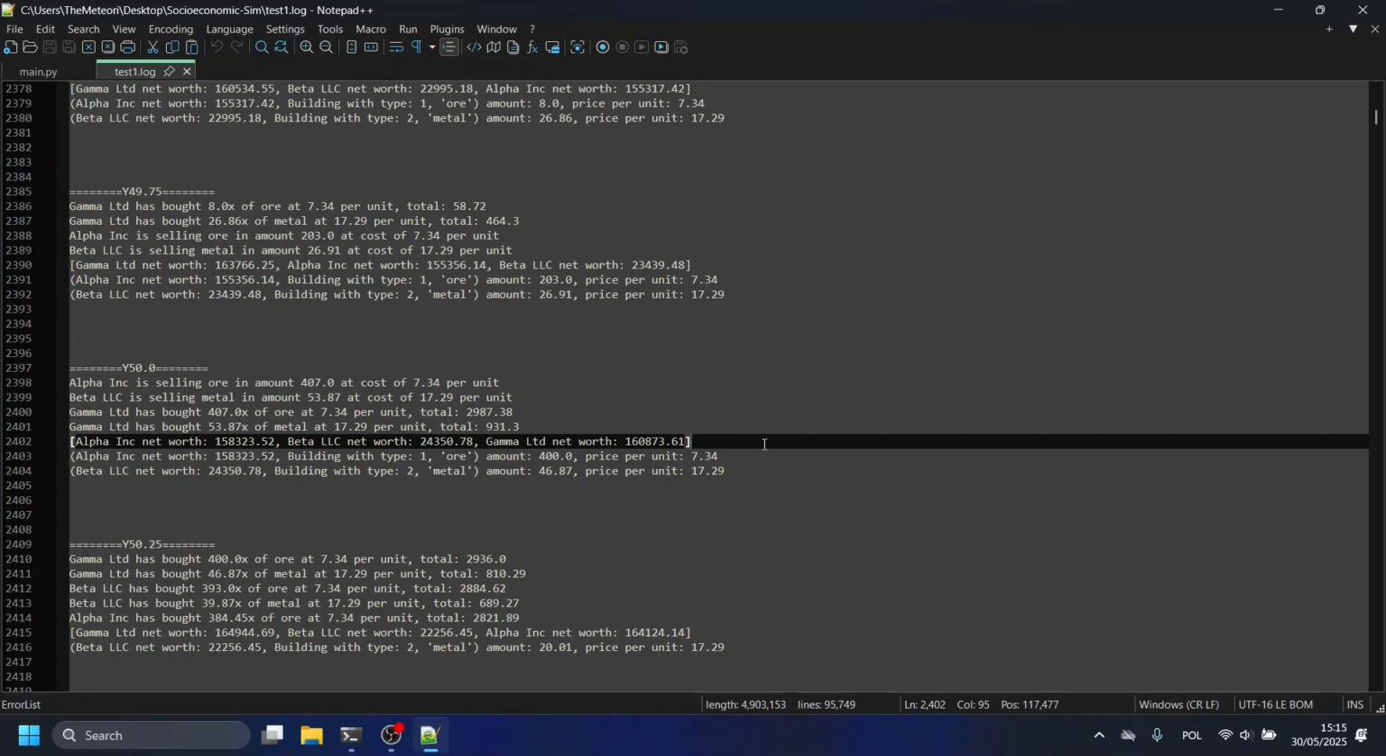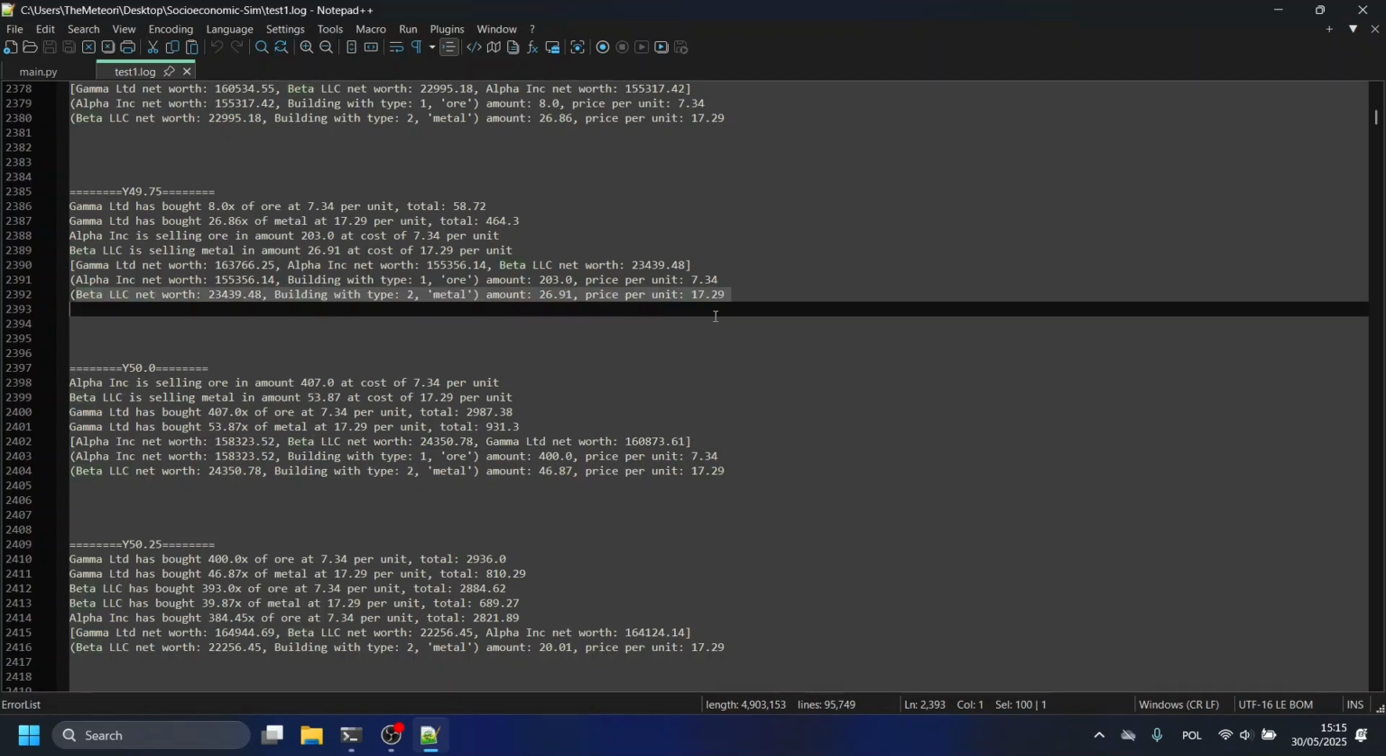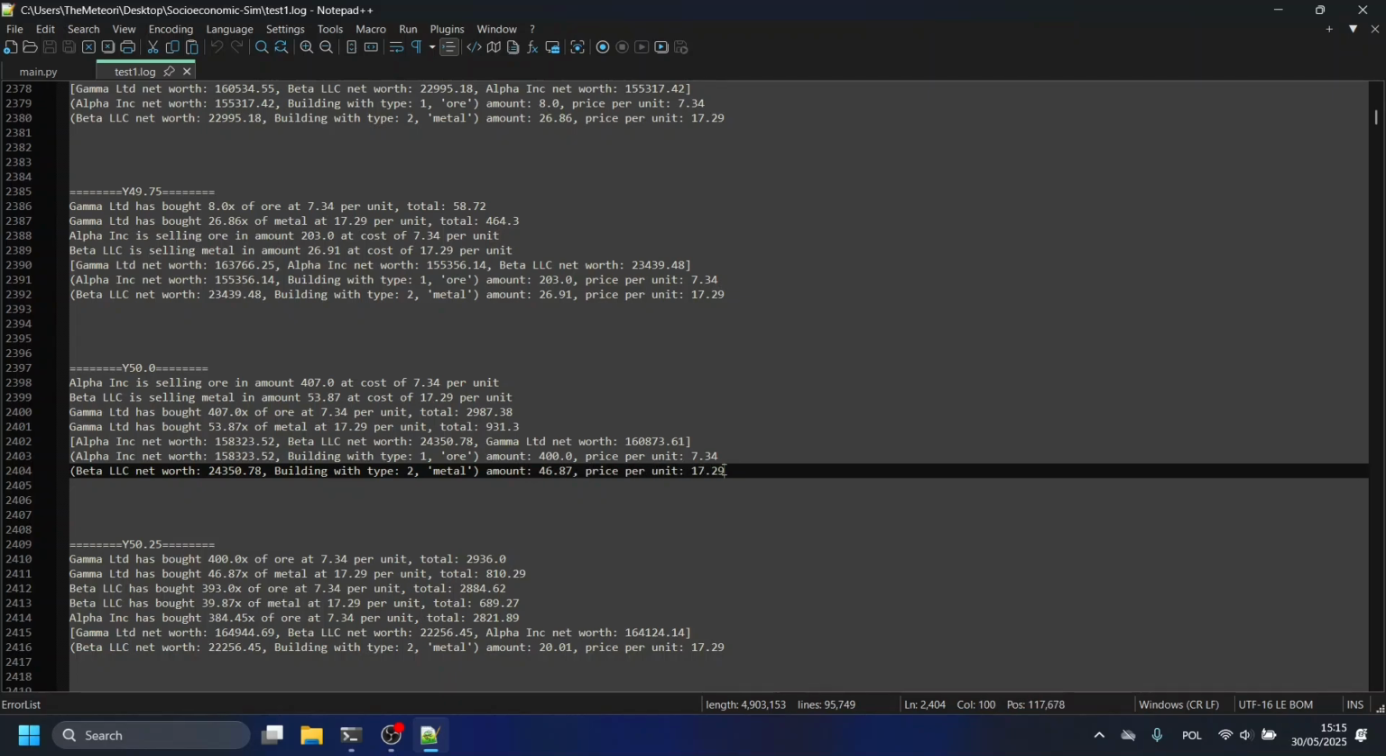So it's clear that Gamma and Alpha are the leaders in the market, and they're the ones really keeping the average net worth in the graph really high, and Beta is really keeping it low. It's earning, however, it's not earning as much as it should, or as much as it could. We can also see that here, where the market is printed, the price per unit of metal, which is processed ore, is about 10 units more than the cost of ore. However, the amount of metal is way lower, being only 46 compared to 400.